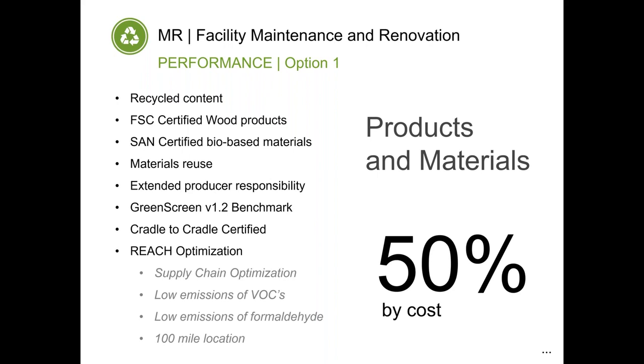FSC certified wood products can be sourced and contribute greatly. Any type of material reuse, so anything that has been used before and can be salvaged for reuse at your building. Extended producer responsibility can contribute here as well as certifications for the product like Green Screen, Cradle to Cradle, and even REACH optimization. 50% by cost here.